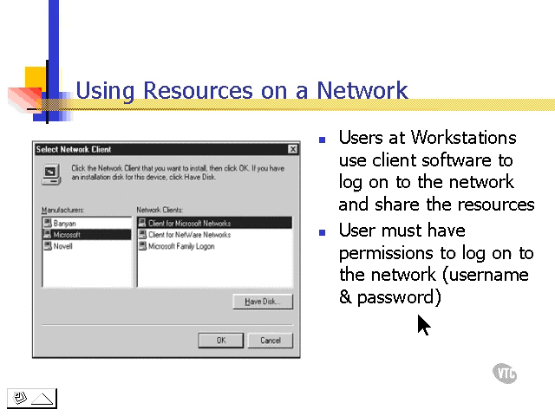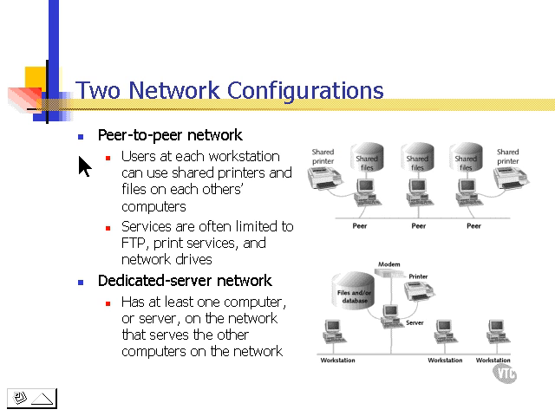There are really two different types of networks. In a peer-to-peer network, users at each workstation can use shared printers and files on each other's computers. In a peer-to-peer network, there really is no centralized administration or security. Everyone is an administrator of their own computer. Services are often limited to file transfer protocol, maybe print services, and sharing network drives.